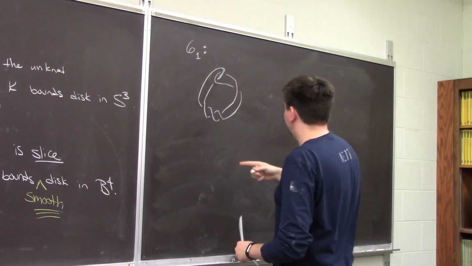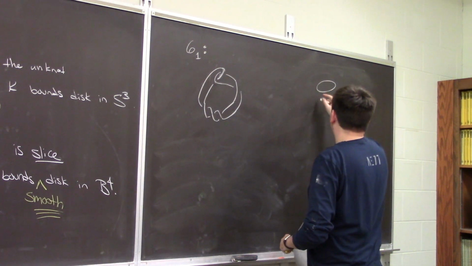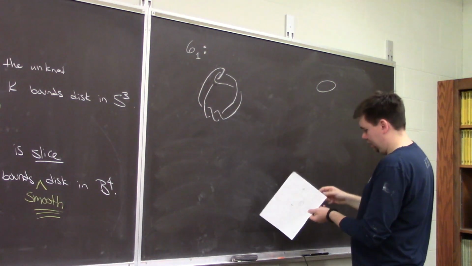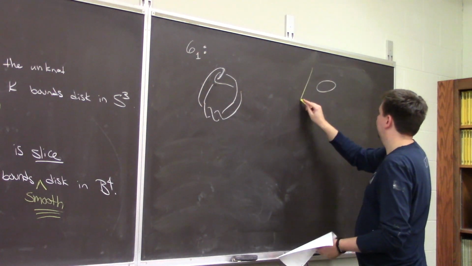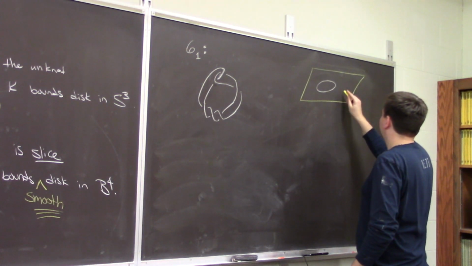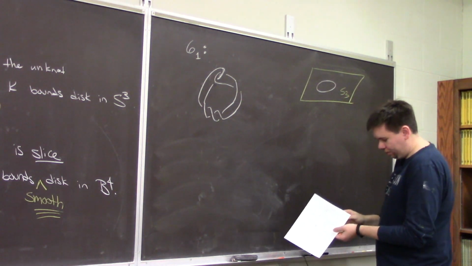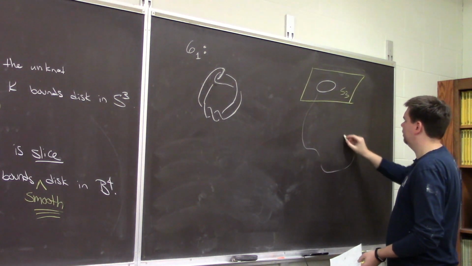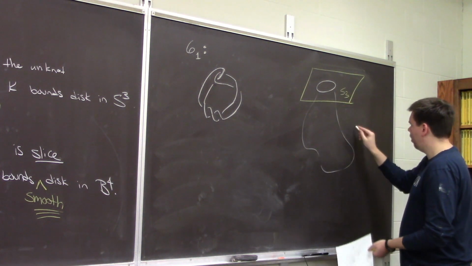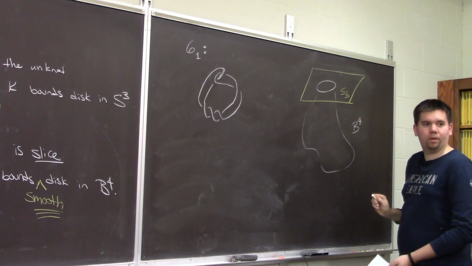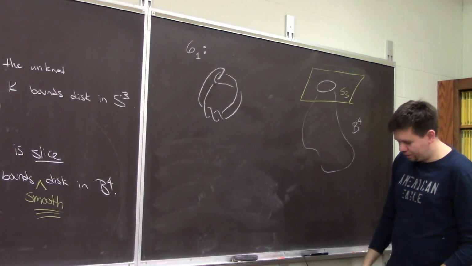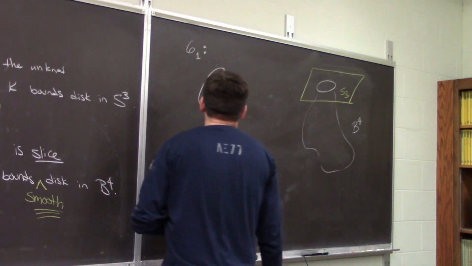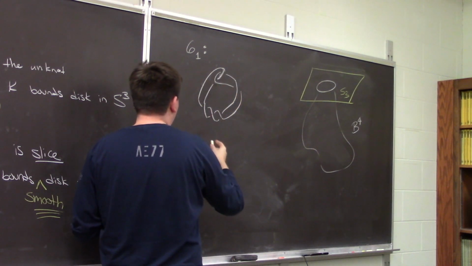What I want to convince you of is that 6-1, you think of it as some knot, this is representing 6-1 living inside of S3. What I have to show you is that somehow this guy bounds some kind of disk inside of the ball B4, right? So here's what we're going to do. The first thing I'm going to do is just isotope 6-1 a little bit.